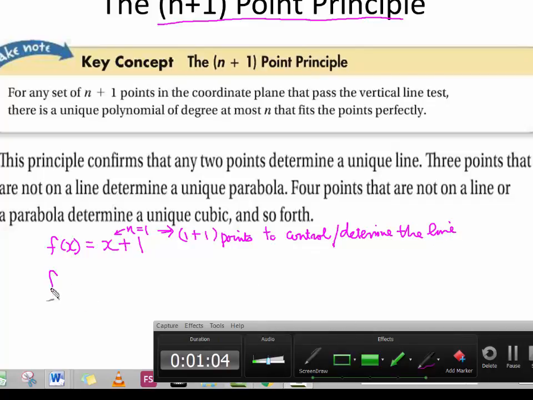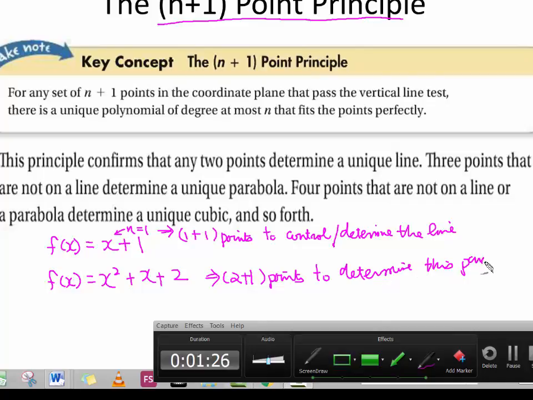In other words, if you have a function, say this time x squared plus x plus 2, the biggest power here is the n, which equals 2, so we need 2 plus 1 points to determine this parabola. So we need 3 points.